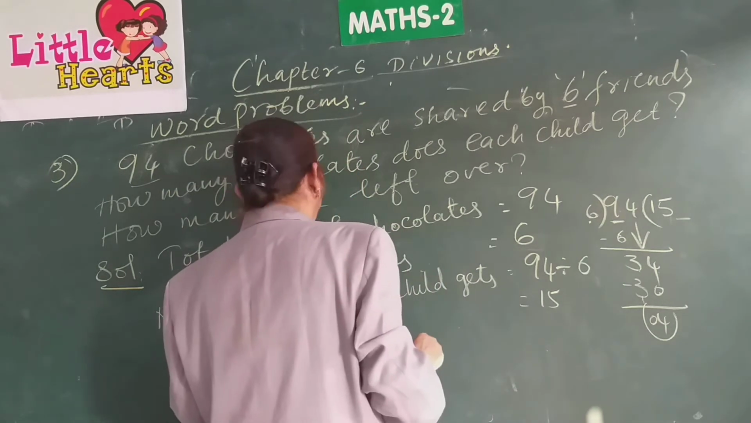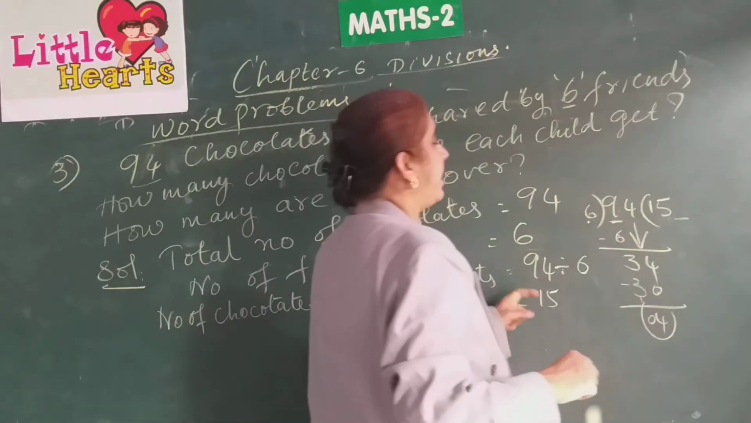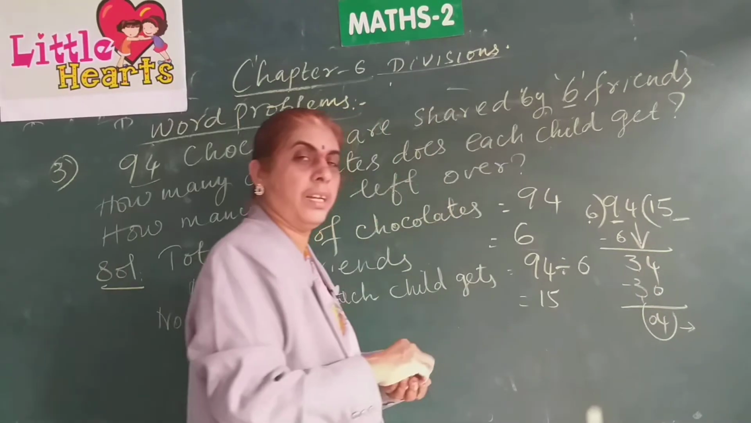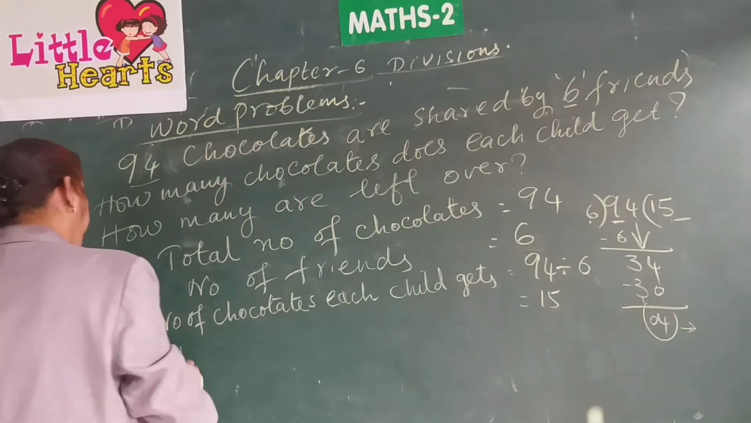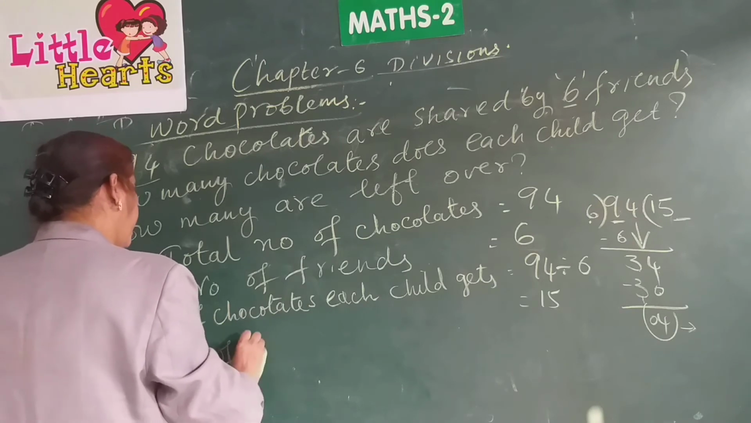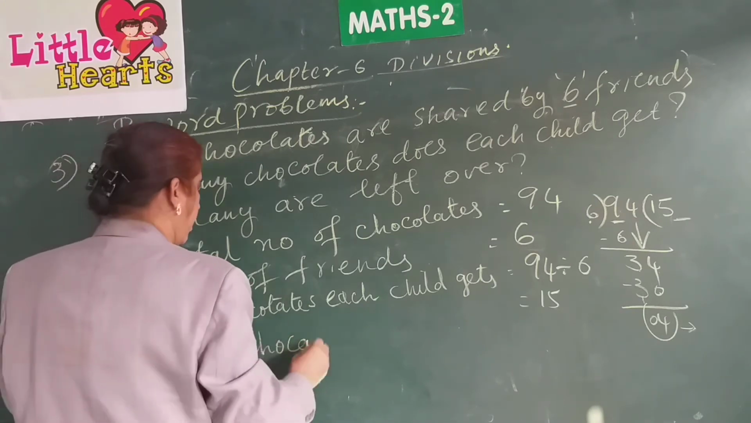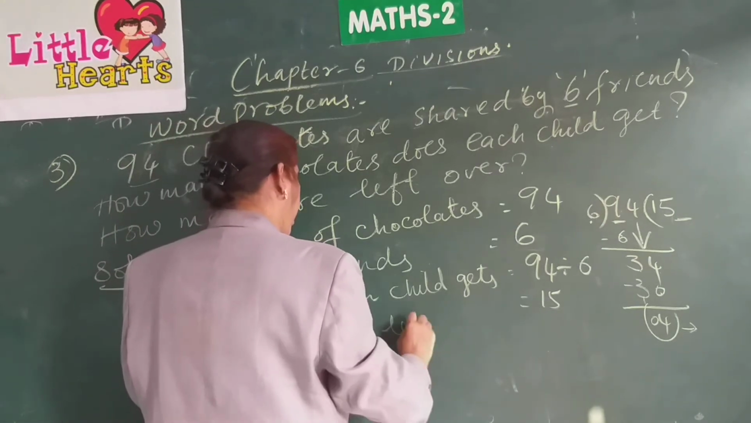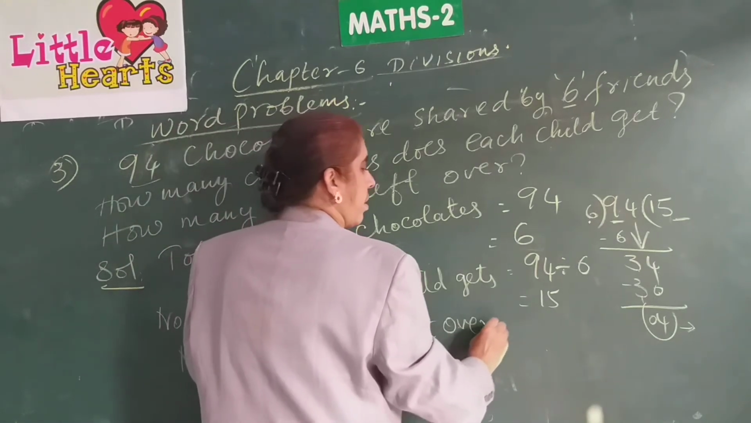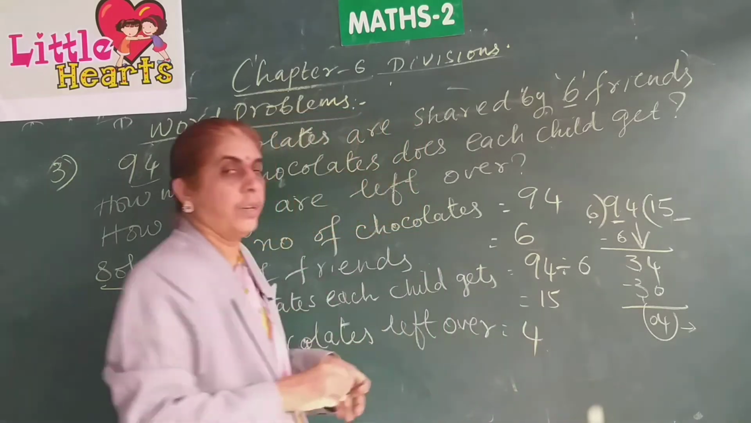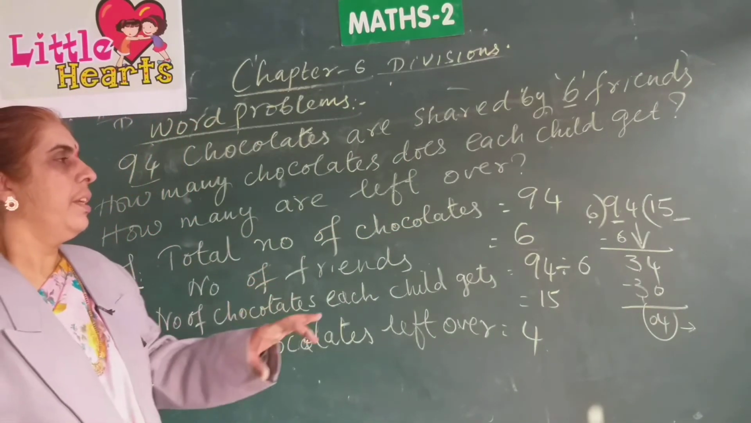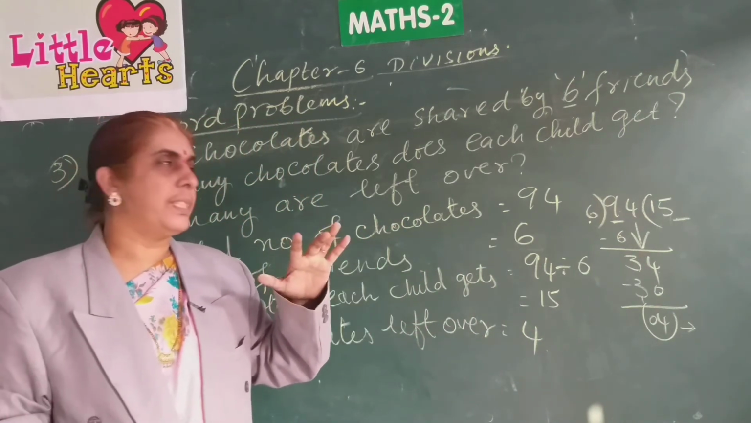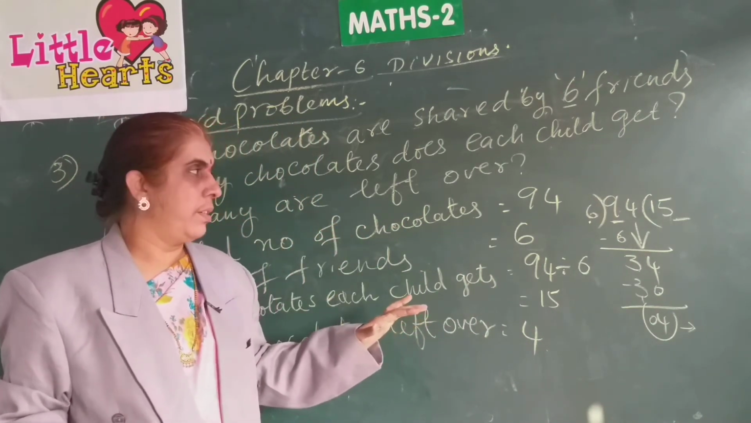Number of chocolates each child gets is 15, that is quotient. And number of chocolates left over is the remainder. Number of chocolates left over is equal to 4. After equal distribution, each child gets 15 chocolates and 4 chocolates are left over.